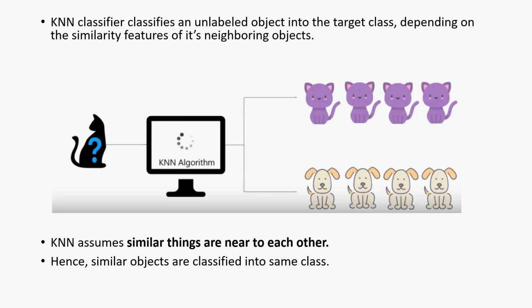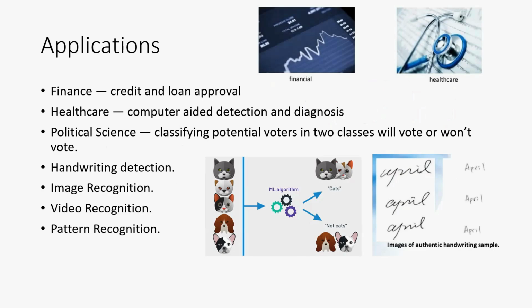Now an unknown image is given as input to the model. The model will extract the features and find the similarity. Here the input image has a short ear and a long tail. So based on the similar features, the unlabeled data is grouped into the cat category. So KNN assumes similar things are near to each other. Hence, similar objects are classified into the same class.